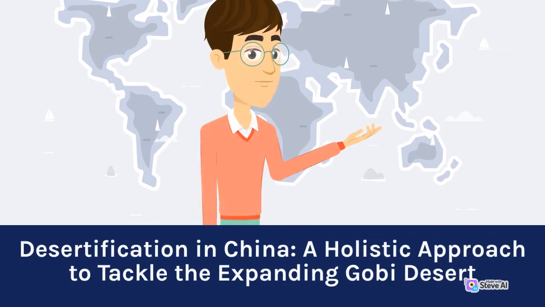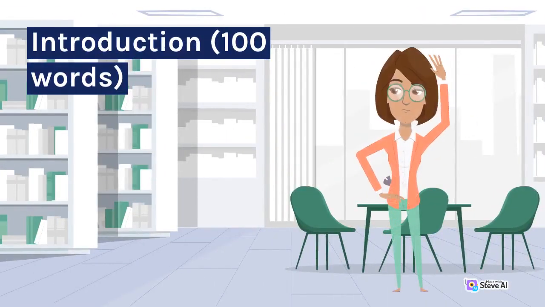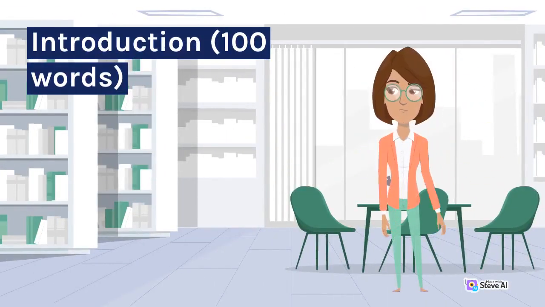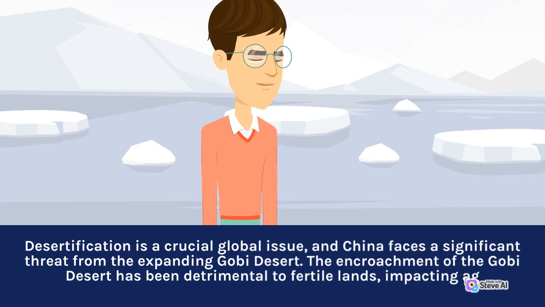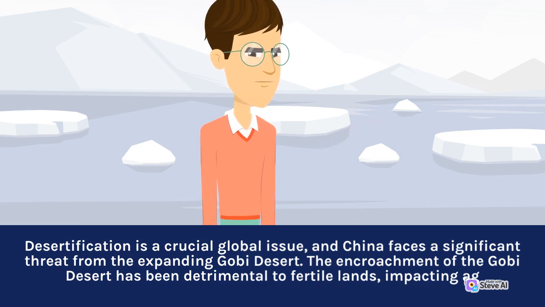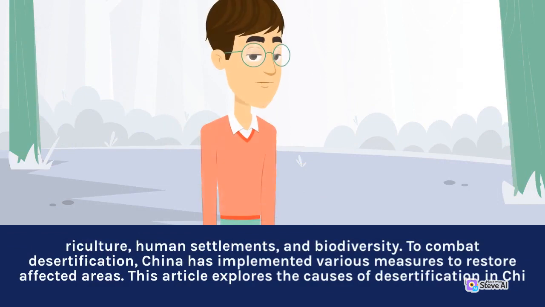Desertification in China, a holistic approach to tackle the expanding Gobi Desert. Introduction, 100 words. Desertification is a crucial global issue, and China faces a significant threat from the expanding Gobi Desert. The encroachment of the Gobi Desert has been detrimental to fertile lands, impacting agriculture, human settlements, and biodiversity.